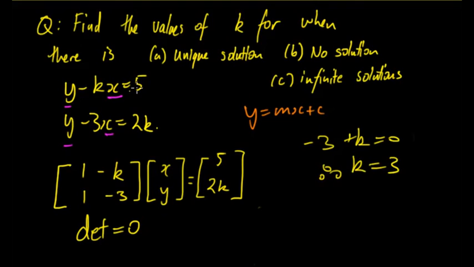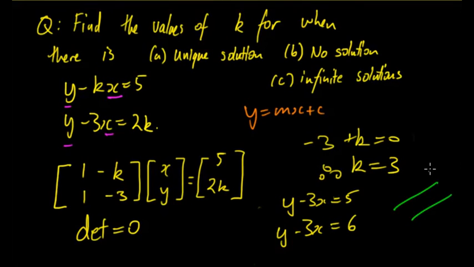That means when we sub this back in, we get y minus 3x is equal to 5, and y minus 3x is equal to 6. So we can see that these equations are different, and because they are different, there's not going to be infinitely many solutions. So as the gradients are the same, but the translations, the constants, are different, therefore there will be no solutions when K is equal to 3.